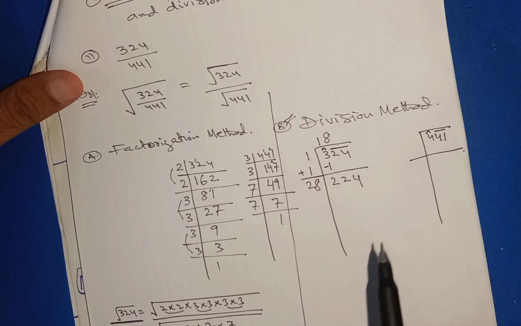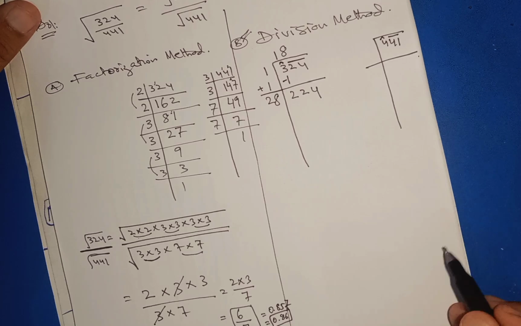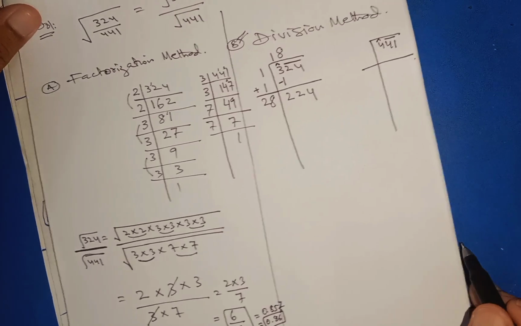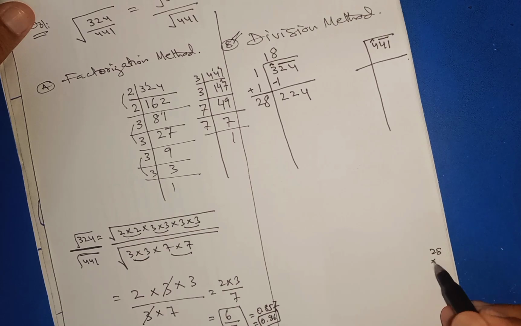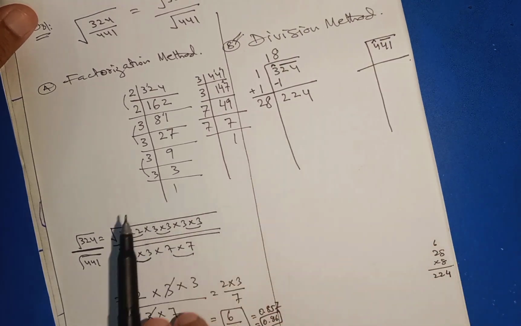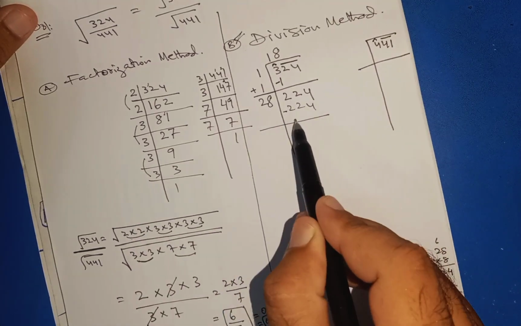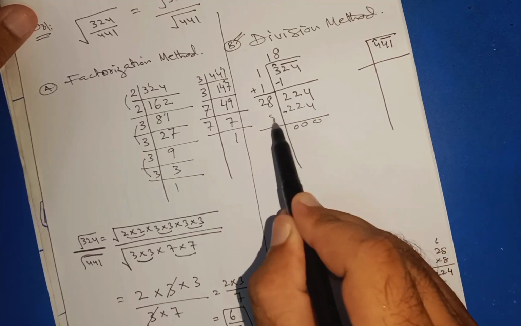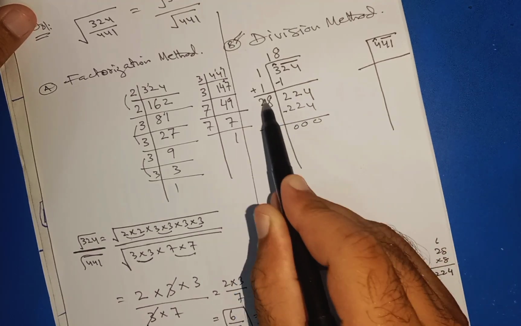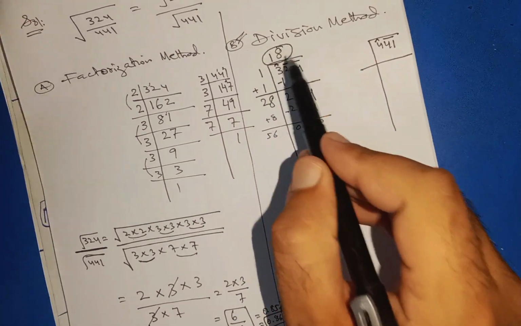Now 8 times 8 is 64. This is rough work. If you are not writing 64, you can write 28 times 8. So 8 times 8 is 64, 4 here, 6 here, 2 times 8 is 16 and 6 is 22. So it is done. It's 224. Now minus, we are left with 0, and then we will add this number. 8 plus 8 is 16, 6 plus 1 is 7. So we have got the answer, which is 18.